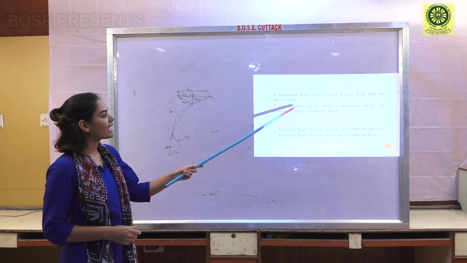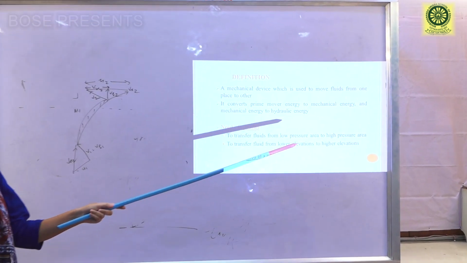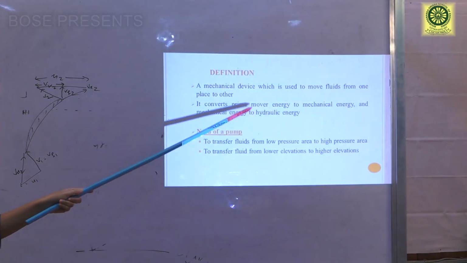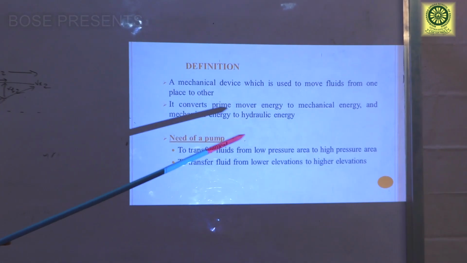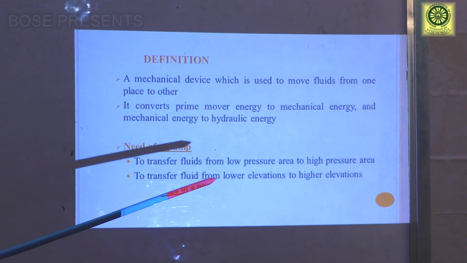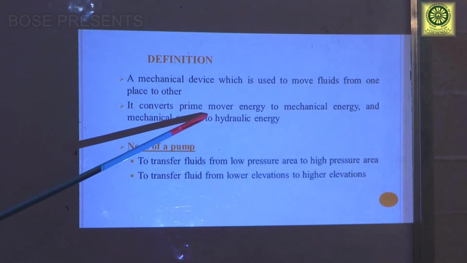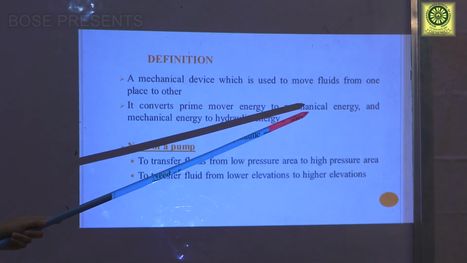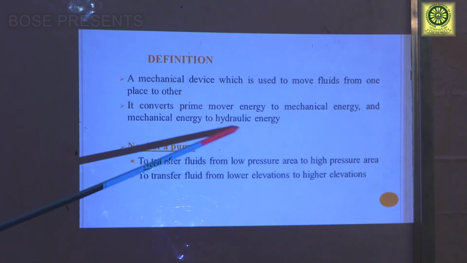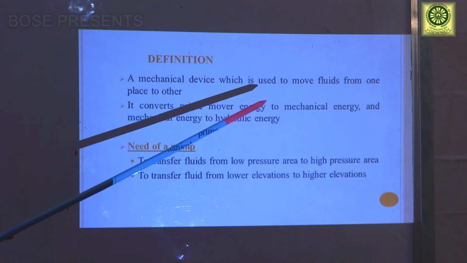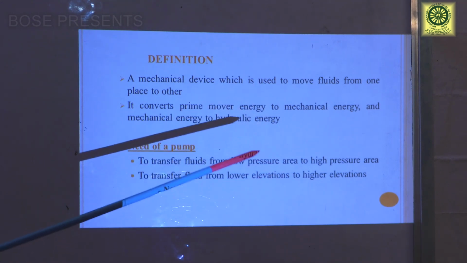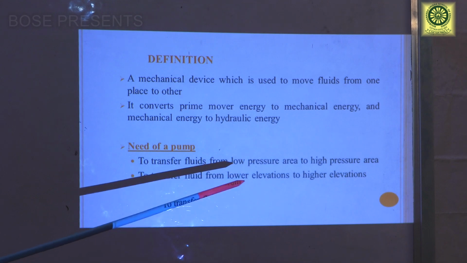Next, it converts prime mover energy to mechanical energy. This prime mover energy comes from the moving part of the pump, which generates the energy from the electrical energy which we provide to the pump. So it converts prime mover energy to mechanical energy, and again the mechanical energy to hydraulic energy. This hydraulic energy is in the form of pressure head, which will lift the water to the top level.